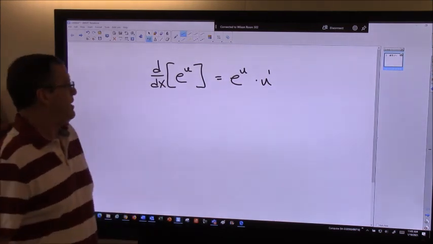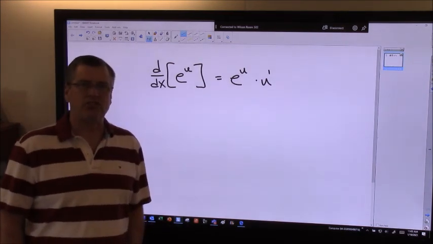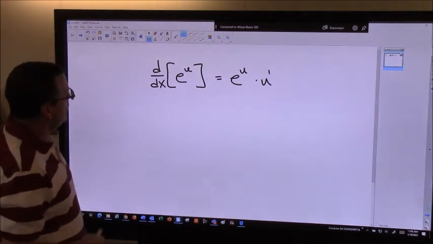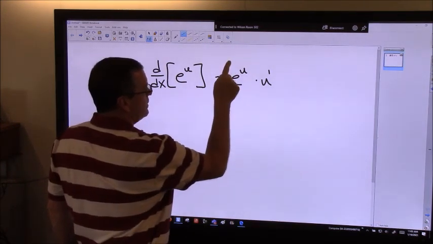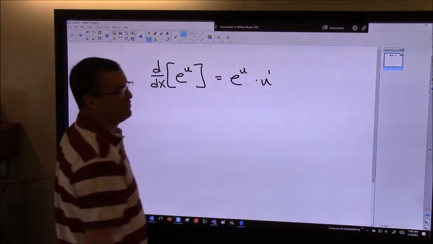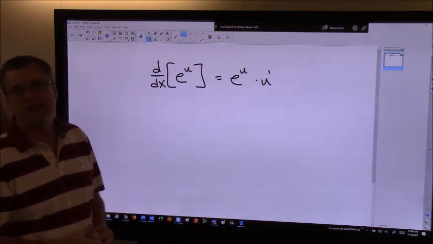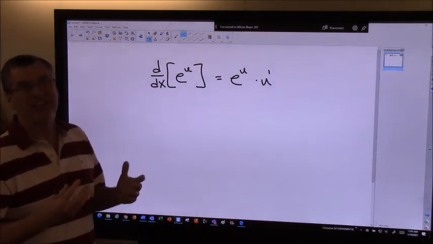Okay, and it's almost as easy as the natural log derivative. The derivative of e to the u is just e to the u times the derivative of that exponent. So e to the u prime. That's it. It's pretty easy.